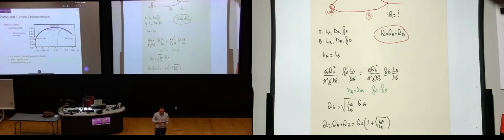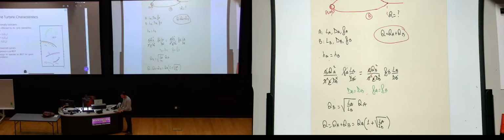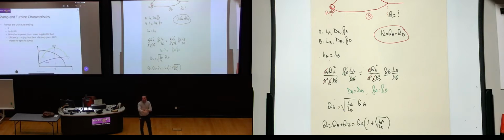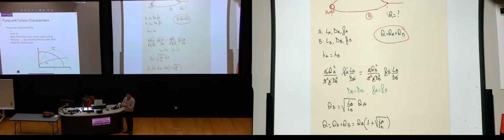Each pump, as I showed you before, is characterized by a certain relation between H and Q, an equation. This equation usually is written in this form. H is equal to alpha minus beta Q power 2, where alpha and beta are two coefficients provided by the supplier.